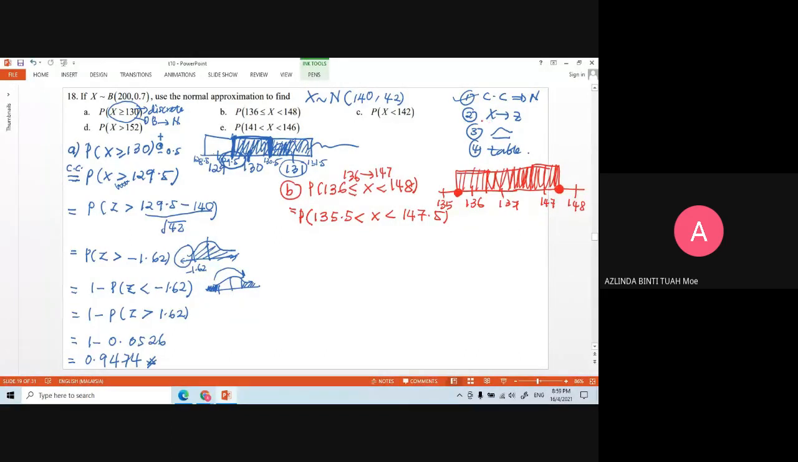Okay, convert, standardize to Z. Convert pergi Z, Jun. What P, bracket, 135.5 minus 42 over square root 42, and then x less than 147.5 minus 42 over square root 42. Okay. What is the value?